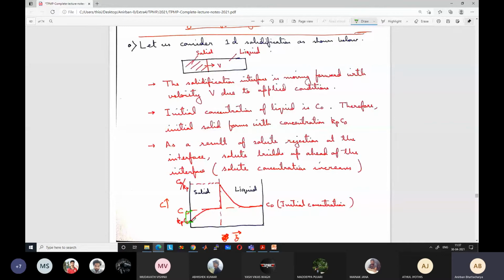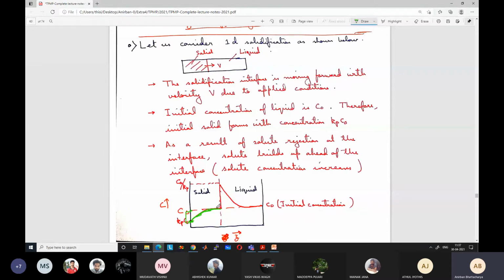So the concentration of the solid follows a path like this, and at steady state, ultimately the average concentration of the entire material has to be C0. So it reaches a steady state when the concentration of the solid becomes equal to C0. At that point, what is the concentration of the liquid? The concentration of the liquid is C0 by Kp.